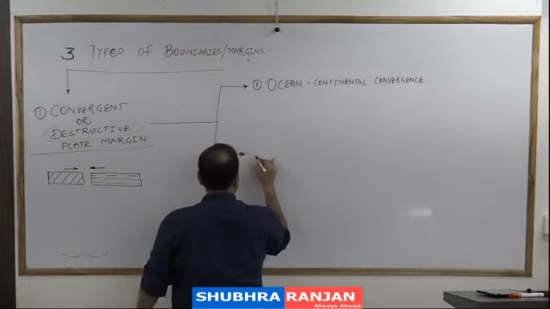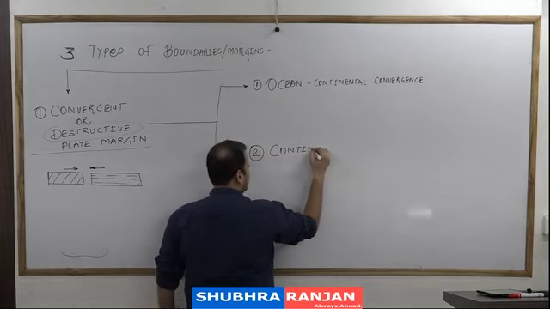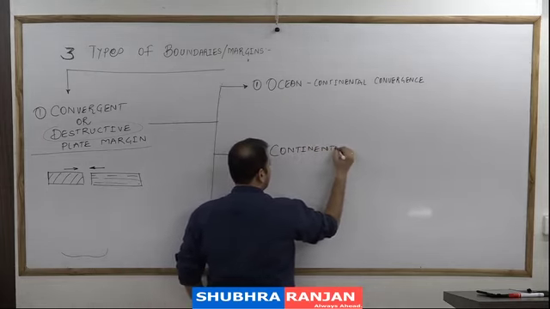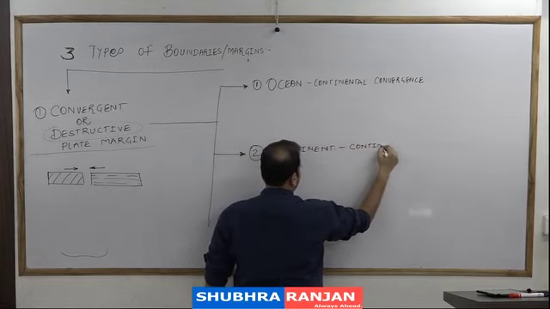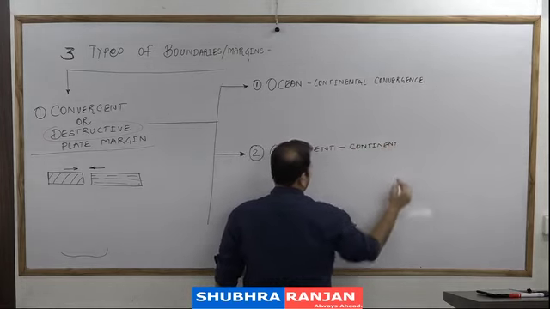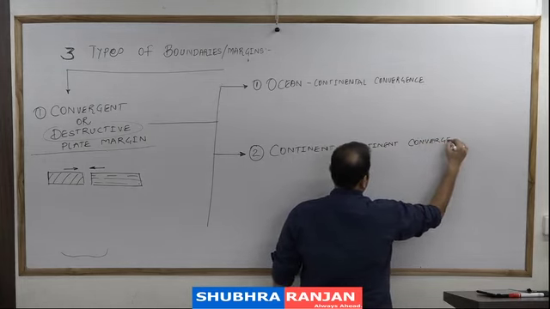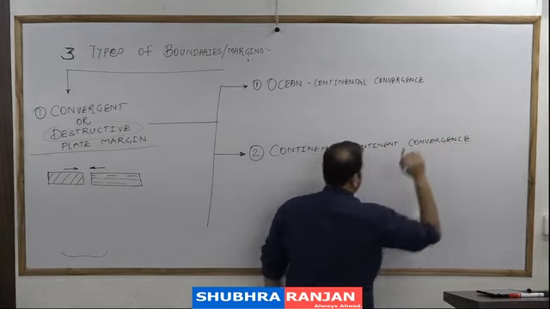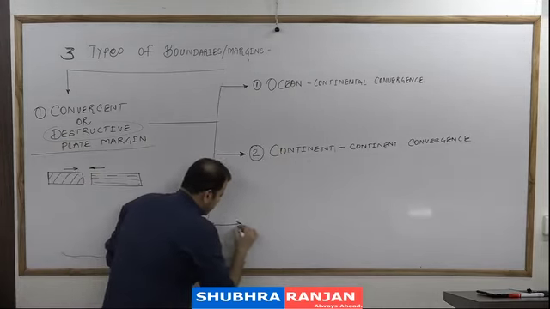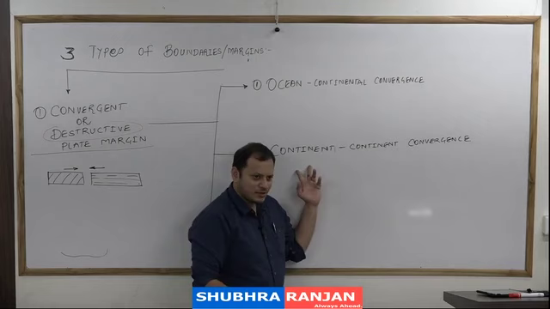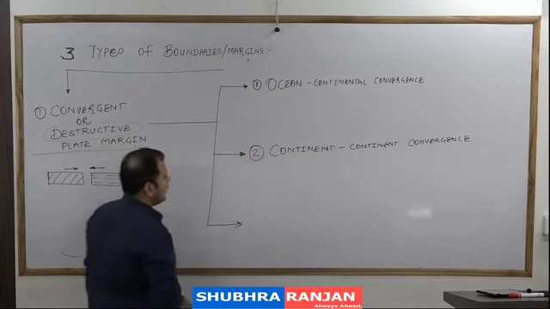The second type is the continental convergence. Continent convergence. Example, the Asian plate is also a continent, the Indian plate is also a continent. So, this is a continent convergence.